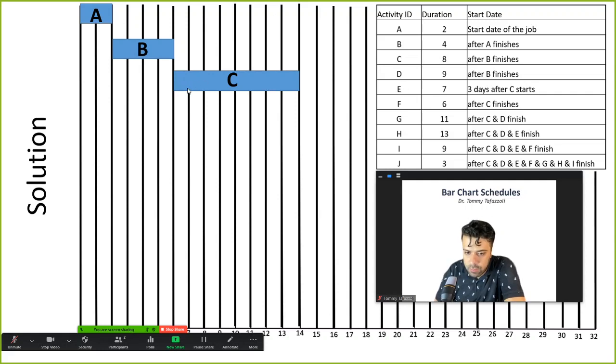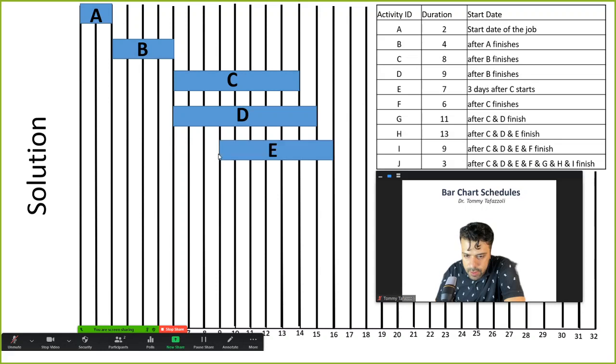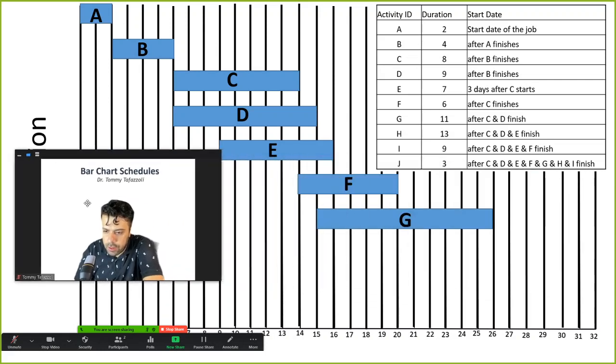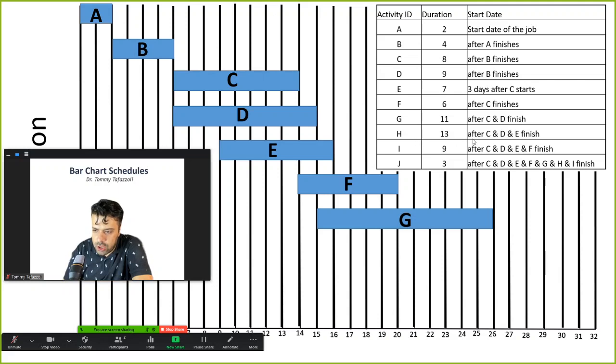So C starts here, 1, 2, 3. I missed D. Yeah, D also starts after B finishes, and E starts 3 days after C starts. So after 3 days, E can start, and it will take 7 days. F starts after C finishes, so right after C finishes, F can start. G starts after both C and D finish, the later of the two is D, so this is where activity G can start.